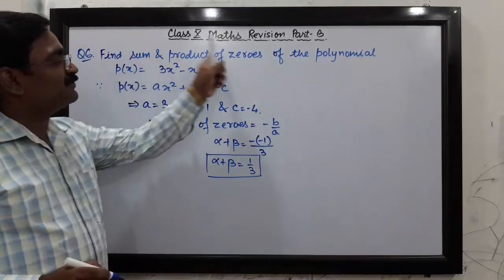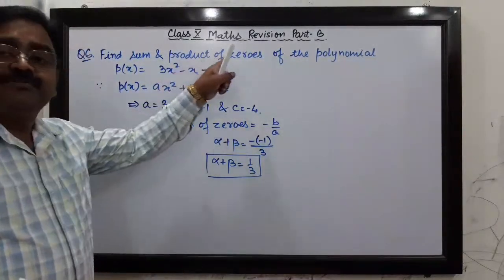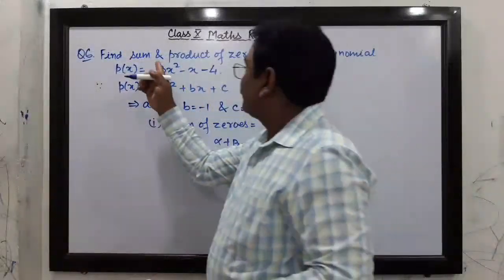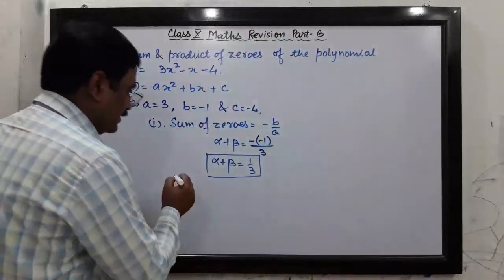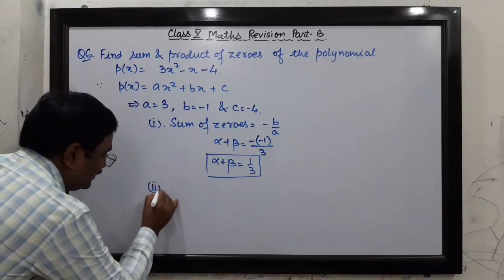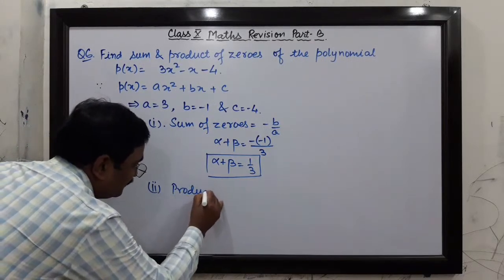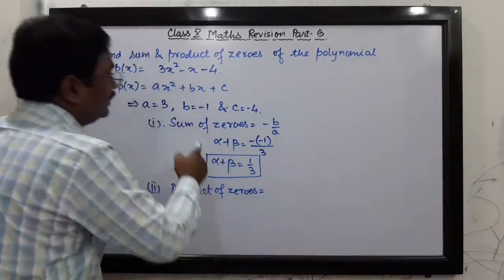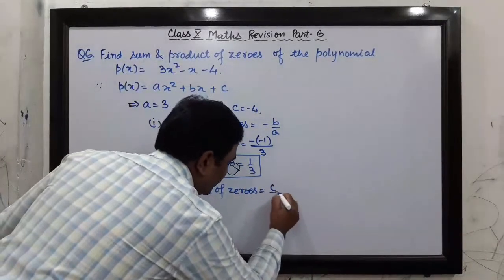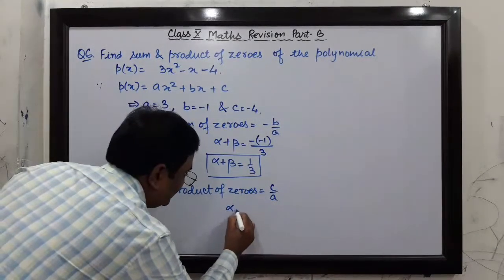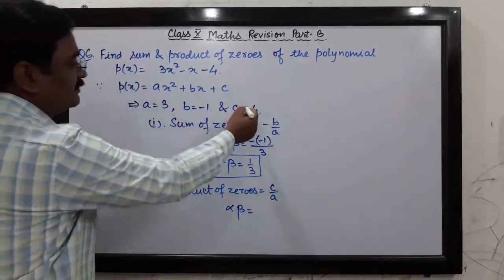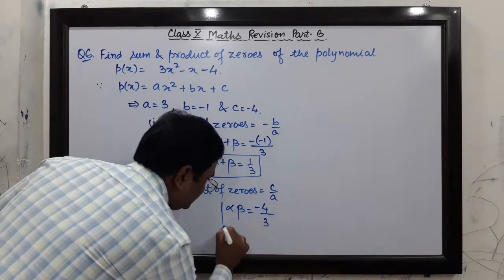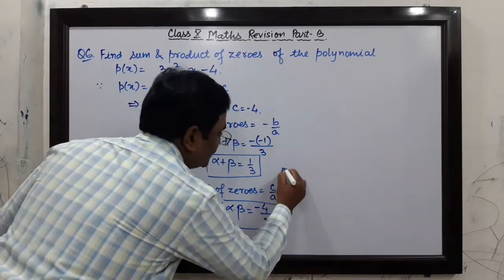And which answer is this? The sum of zeros. Now the second is remaining, the product of zeros, which we have to find. So to find out the product of zeros, the second part, you know the formula is c upon a, and product of zeros is alpha into beta, where c is minus 4 upon a is 3. This is the second answer of this question.